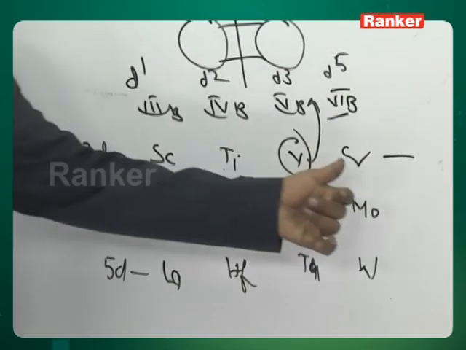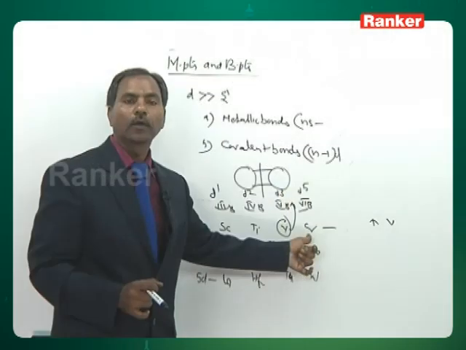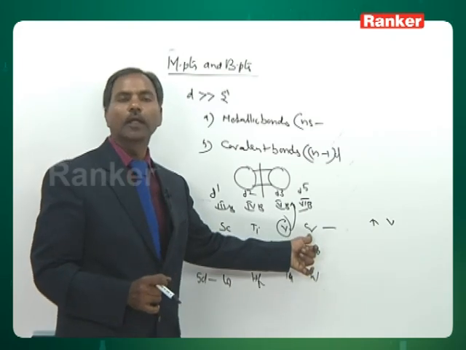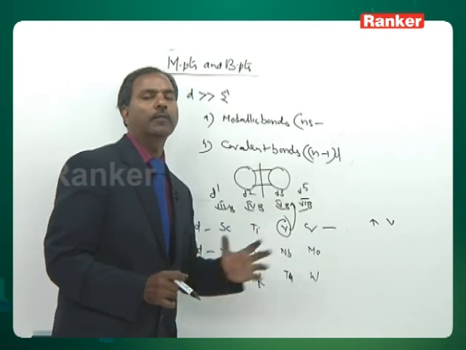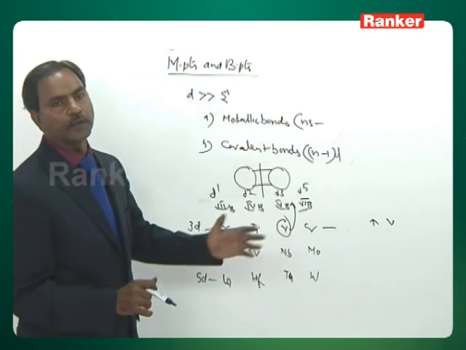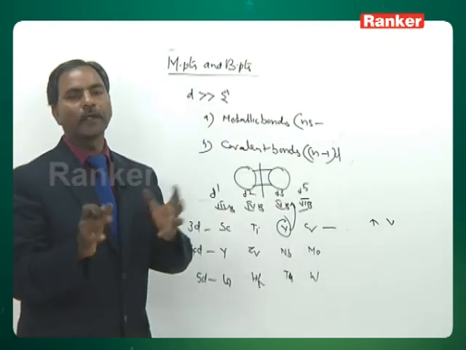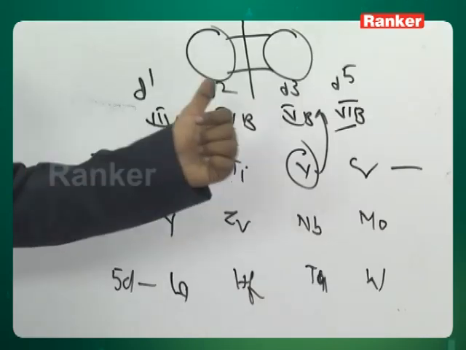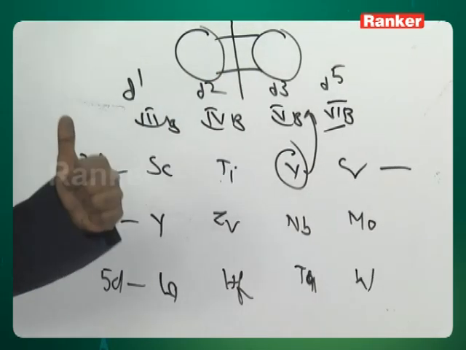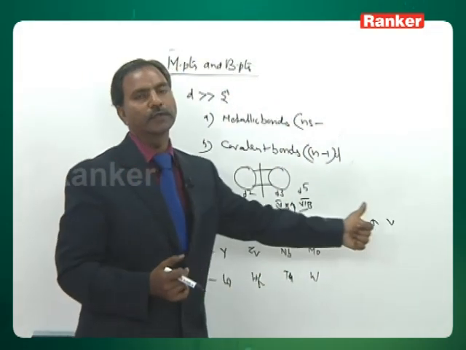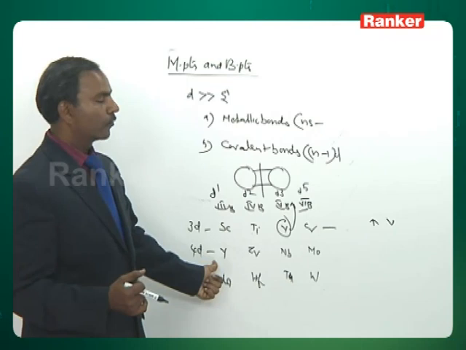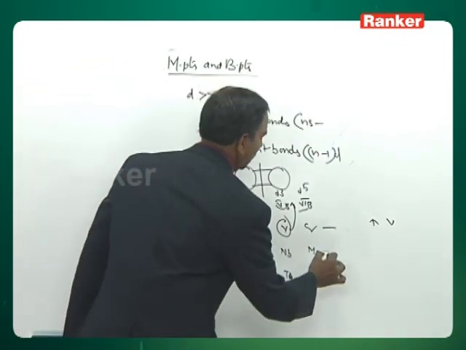Why? Melting and boiling points depend not only on the number of unpaired electrons, but also on the nature of the metallic lattice. Vanadium has a typical metallic lattice. Therefore, because of this typical metallic lattice, it has the highest melting point among the 3d series of elements. Coming to 4d and 5d, the normal trend is observed.